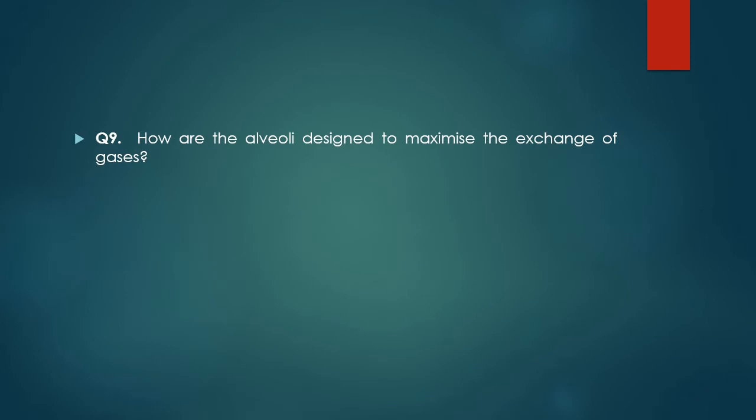Now question 9. How are the alveoli designed to maximize the exchange of gases? These are sac-like, balloon-like structures. It is designed in this way, inflated, so that it can clearly come in contact with the blood, with the O2, with the CO2, and it can do the exchange properly, right?